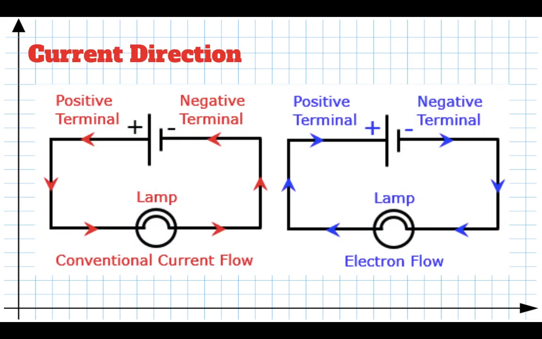Now, what direction is the current flowing? Well, Ben Franklin figured out there were two kinds of charges, positives and negatives, and he thought the positive charges moved. And so he defined the conventional current flow as the direction that positive charges would move.